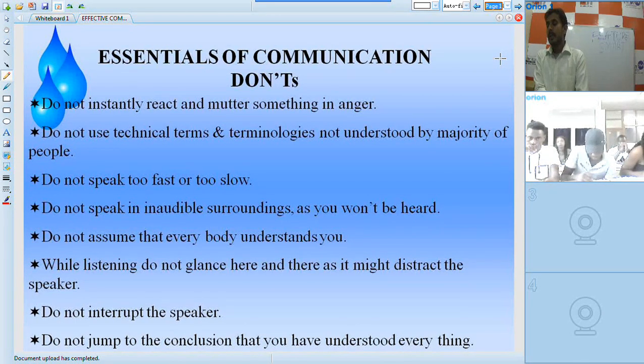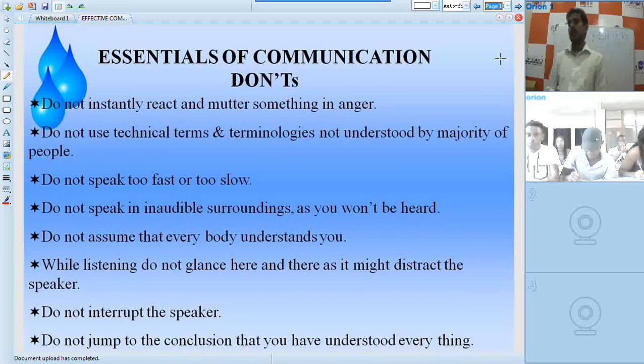Do not interrupt the speaker while he is speaking something to you. Or never imagine or jump to a conclusion about what the speaker is telling or saying.